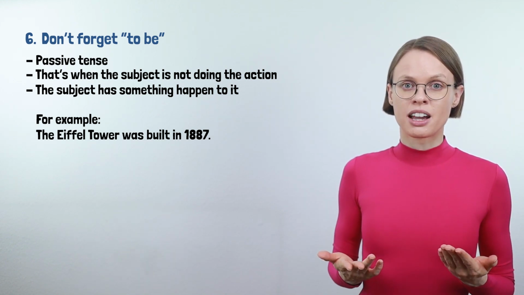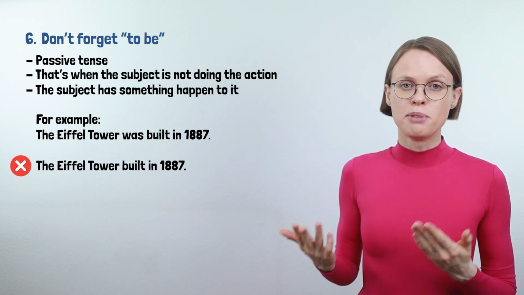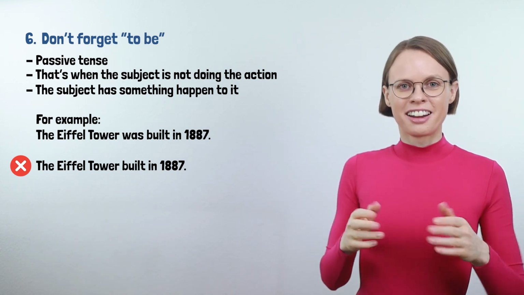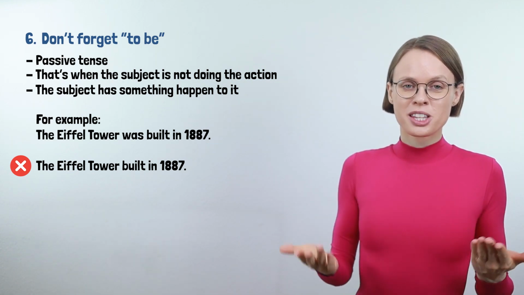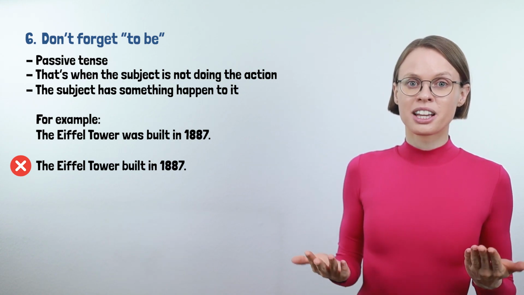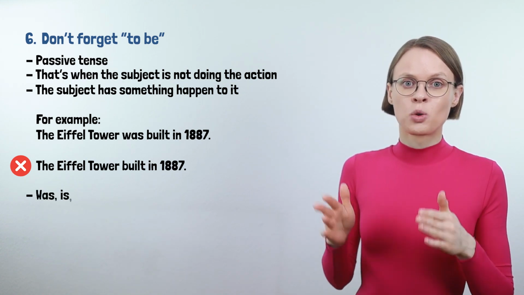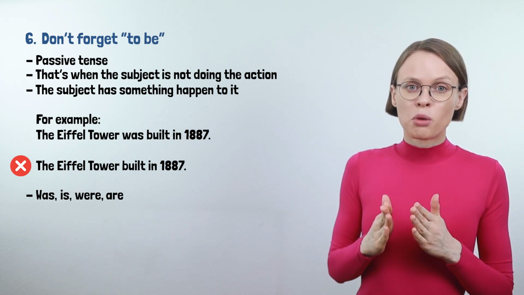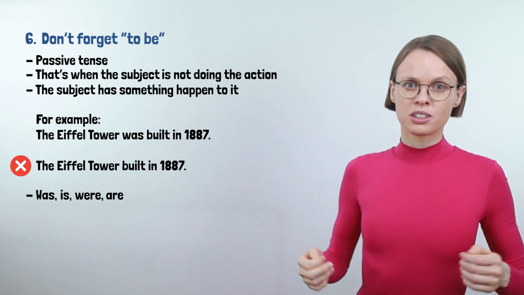My sentence becomes, the Eiffel Tower built in 1887. What did the Eiffel Tower build? If the subject has an action happen to it, don't forget was or is or were or are. Those words are small, but they are very important.